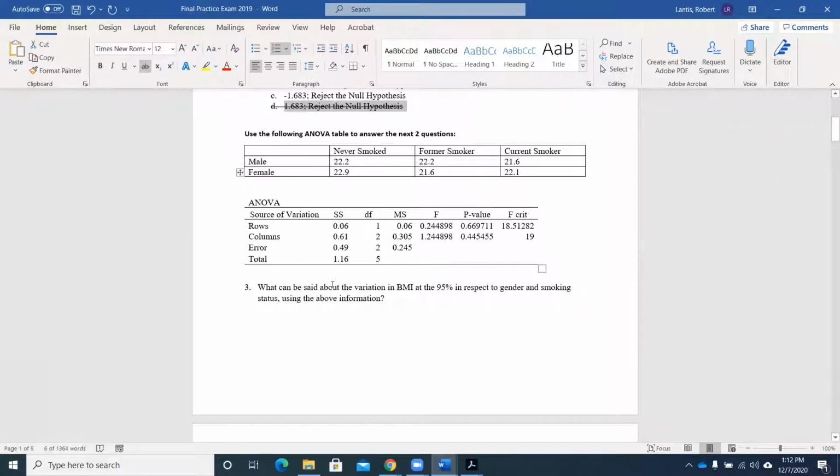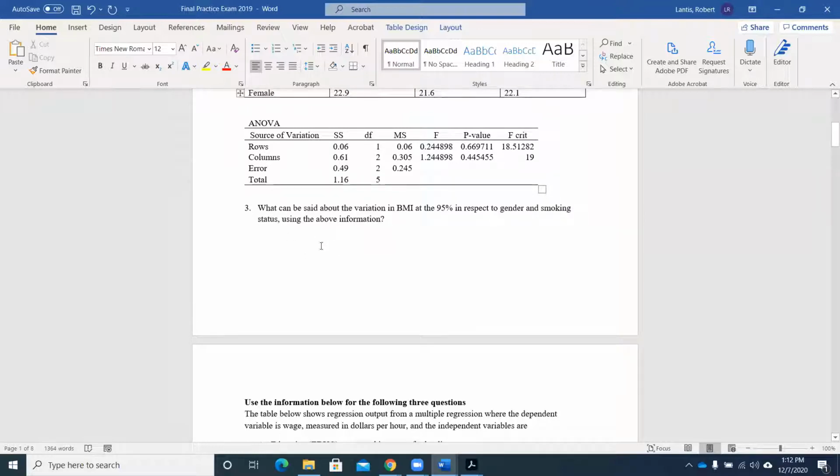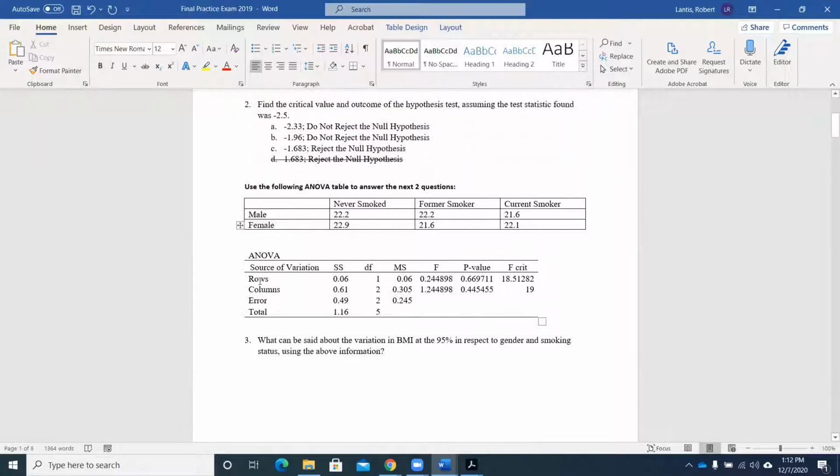So if I run this ANOVA test, if I'm in Excel and I select this data and go to Data Analysis, choose two-factor ANOVA without replication, and run it, I would get this output. So I've got my rows and my columns here, and here are my p-values associated with both of those. Okay. So what can be said about the variations? This one I left open-ended, somewhat of a short answer question. So what can be said about the variation in BMI at the 95% level in respect to gender and smoking status? Well, my rows were gender, male and female, and I found a p-value of 0.66.